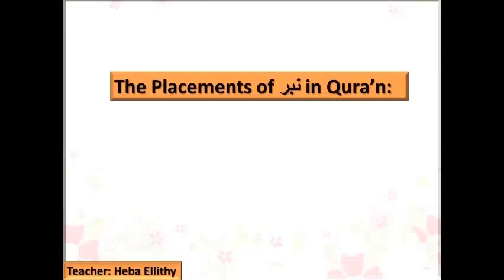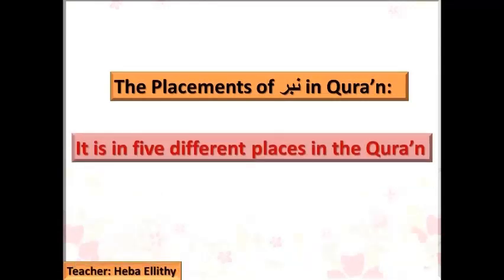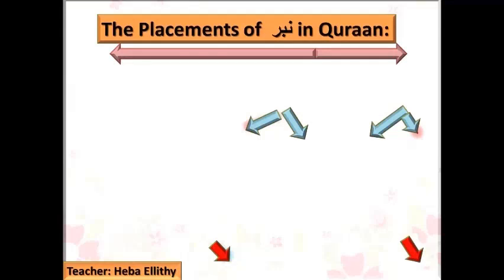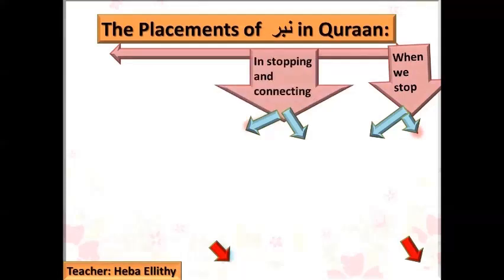The placement of nabr in the Quran. It is in 5 different places in the whole Quran. What are these 5 different places? Number 1, when we stop. Number 2, when we stop and connect. Number 3, when we connect only. We will understand more and more, okay?